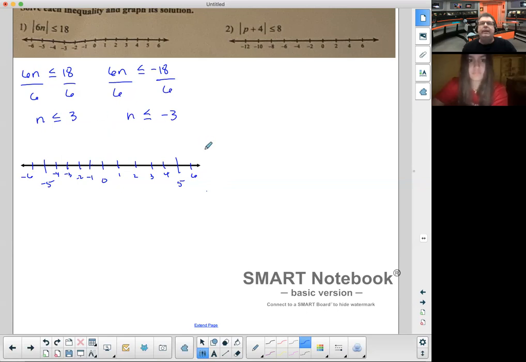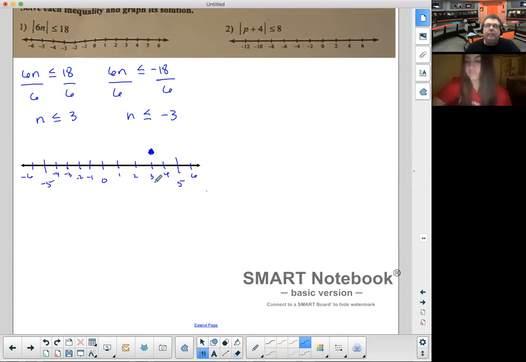So let's take a look at this first one. We've got two inequalities. Before I put it on the number line, I'm going to graph each one individually. n less than or equal to 3 means any number less than 3, right? And the equal to means n can be equal to 3 as well. So 3 is part of the solution, and we indicate that with a filled in dot.